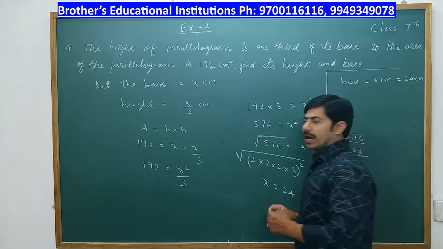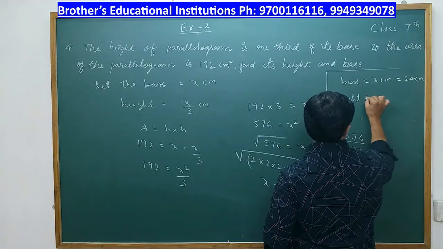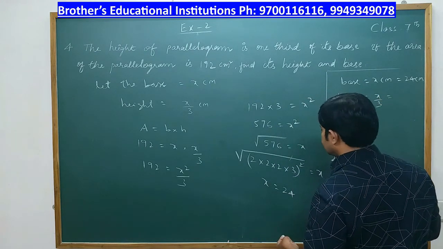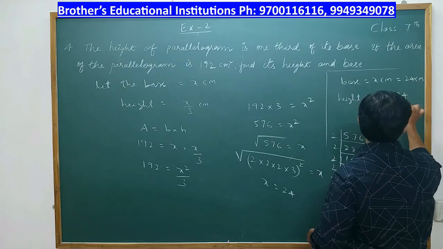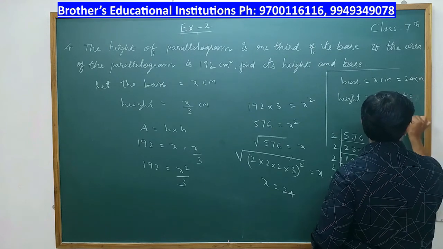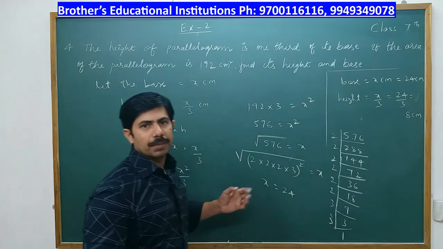And now we'll find out the height. What is height? Height is nothing but x by 3. So what is x? X is 24. So it is 24 by 3. 24 by 3 is nothing but 8 centimeters. So this problem is completed.